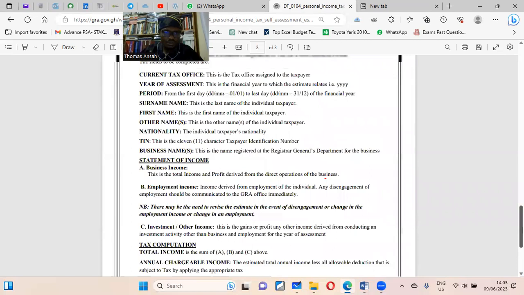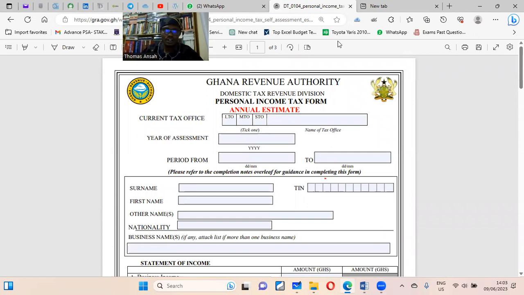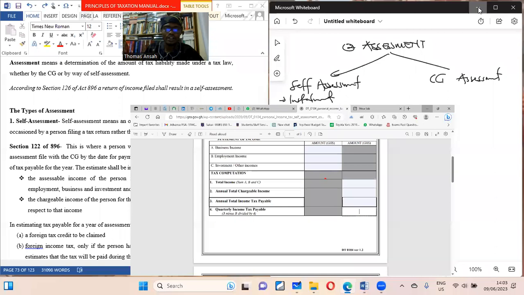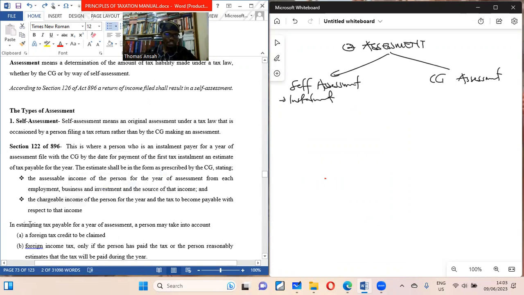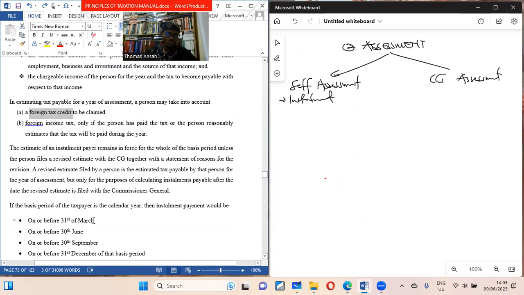So that is how the reforms look like. Take note of that. You saw assessable income, you saw chargeable income. In estimating the tax payable, persons are taking into account any foreign tax claimed and estimate of tax that will be paid in the year. Okay, so that is that.